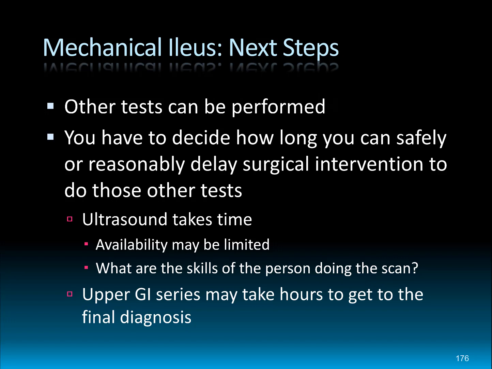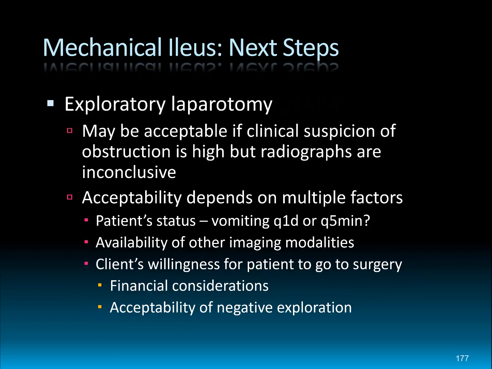So there are a lot of different considerations in real life as to what next steps might be. If ultrasound isn't readily available, then an upper GI series is probably a good bet if radiographs are inconclusive. But on the flip side, it can take a few hours to get an answer with an upper GI series if it takes that long for the contrast medium to get to the site of obstruction. So you always have to weigh the pros and the cons of any potential next steps.